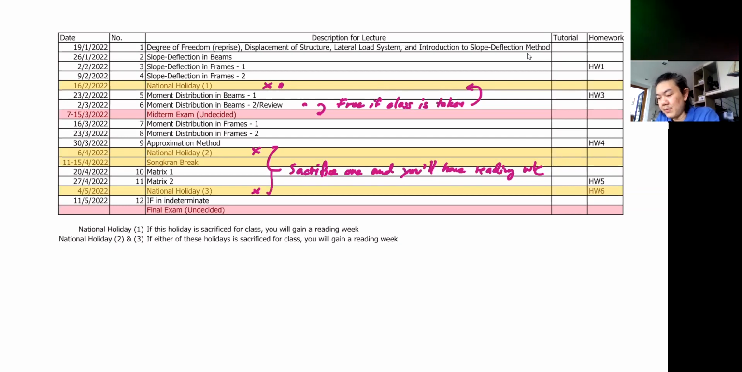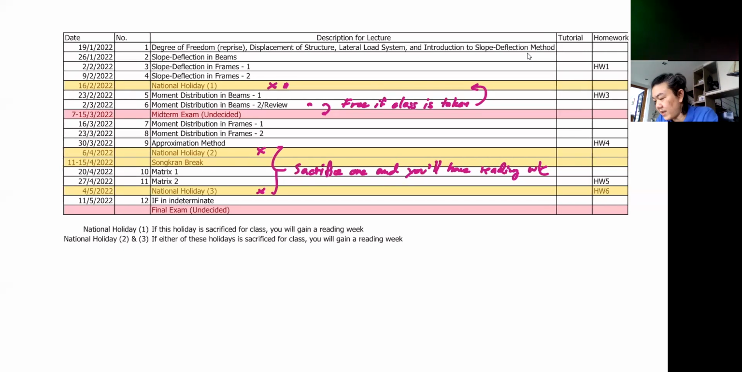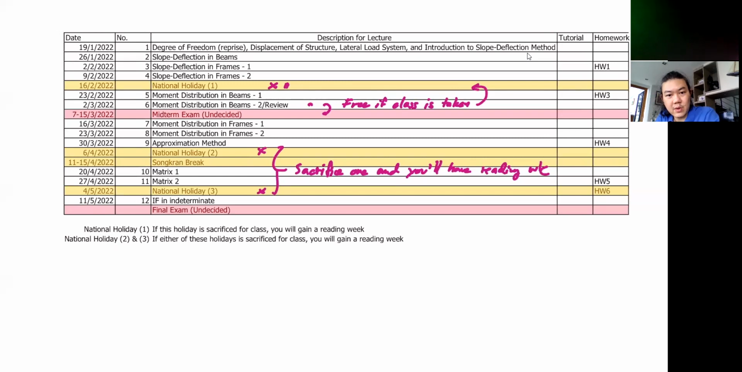But this time, we are a little bit lucky because the second part is longer. And if you decide to take both holidays, again, you will not have the reading week. But if you decide to sacrifice only one, just one, you will have the reading week. So I will leave it up to you, okay? But if you don't sacrifice any holidays at all, keep in mind that I may have to squeeze you to do the homework quicker, because otherwise I don't have time to grade it and return it to you before the exam.